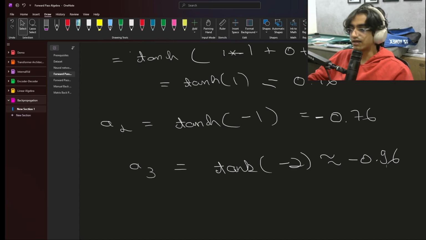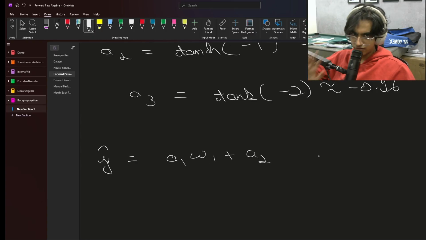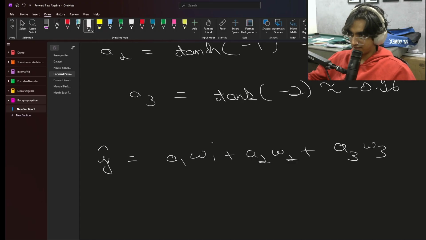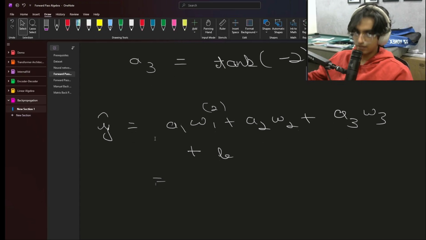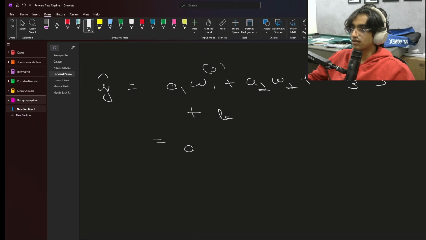So now we're going to calculate our output. Our output y cap is going to be A1 W1 plus A2 and so on. I'm not going to write the layers, meaning specify that this is 2, so that we save time. And since W1, W2, and W3 are all 1, it's essentially just A1 plus A2 plus A3 plus B.